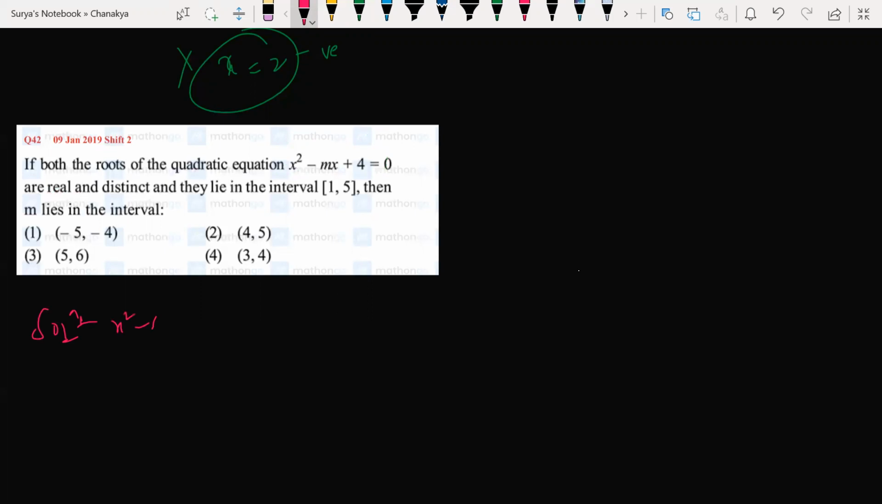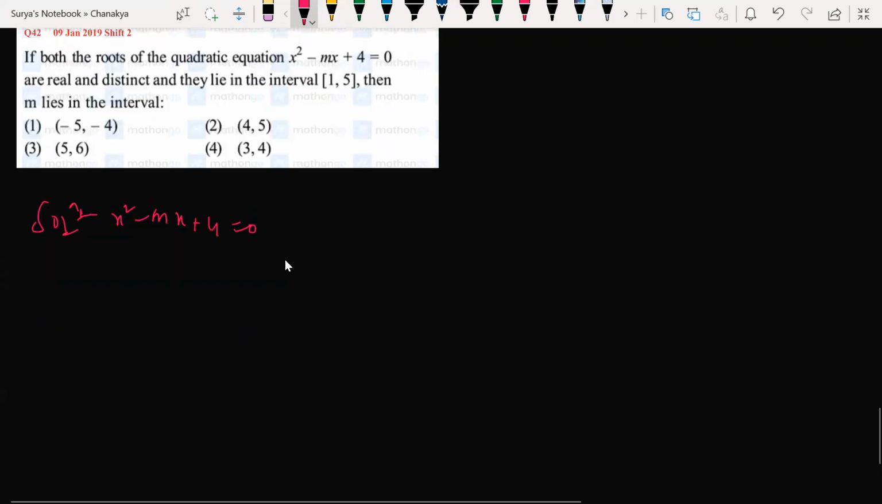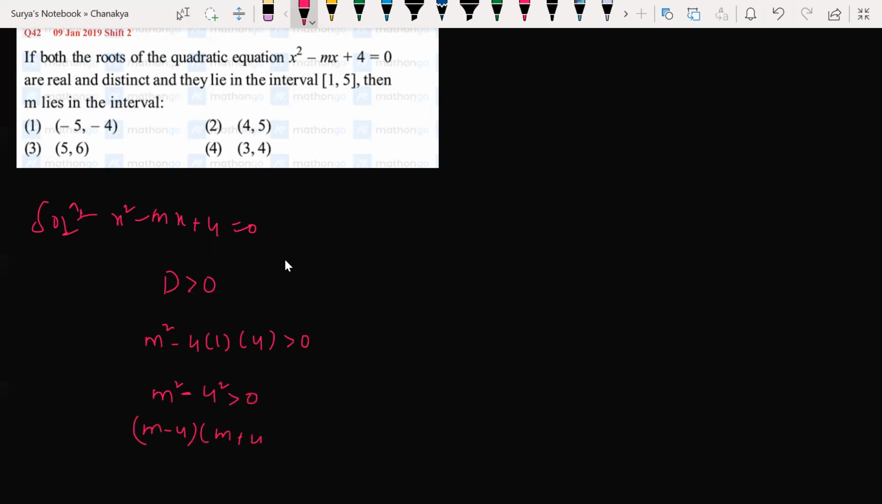x square minus mx plus 4 is equal to 0. Both are real and distinct, which is nothing but discriminant greater than 0. Discriminant is b square minus 4ac greater than 0, where b square is minus m whole square. So m square minus 4 square greater than 0. So m minus 4 into m plus 4 greater than 0. I can write like this.